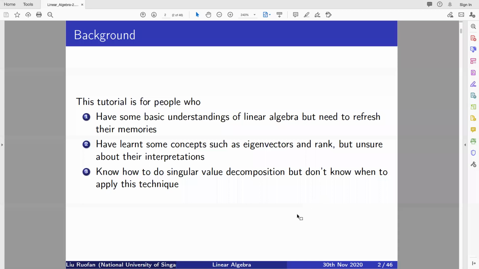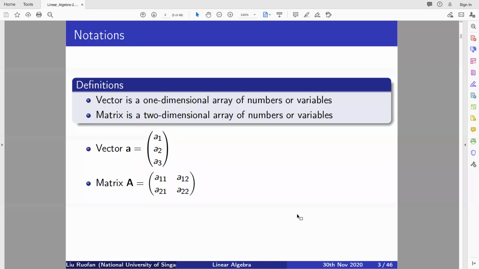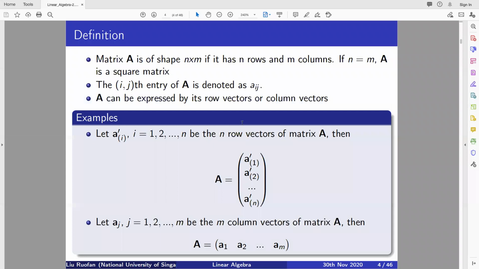First, let me introduce some notation convention. We will use lowercase boldface character to denote vector, and uppercase boldface character to denote matrix. And a vector is by default a column vector. If we want to represent a row vector, we will use a transpose instead of a. Given a matrix, it can be expressed in its row vector form or column vector form. This is an example of row vector form representation. And this is A in its column vector form.